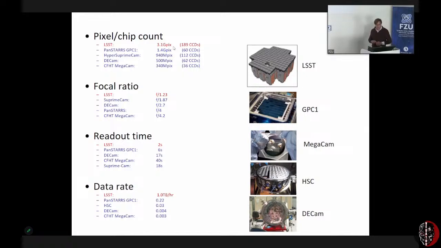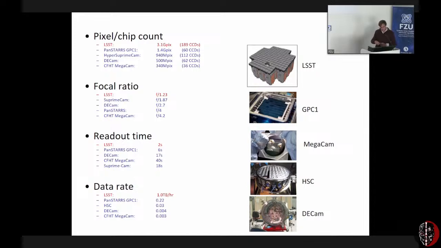Regarding the pixel count, it's a factor of 3 more than the closest camera: 3.1 gigapixels, 189 CCDs. You can see the focal plane here, and this object is the moon. That gives you the angular coverage of the camera. It's about 3 degrees, and the moon is half a degree.